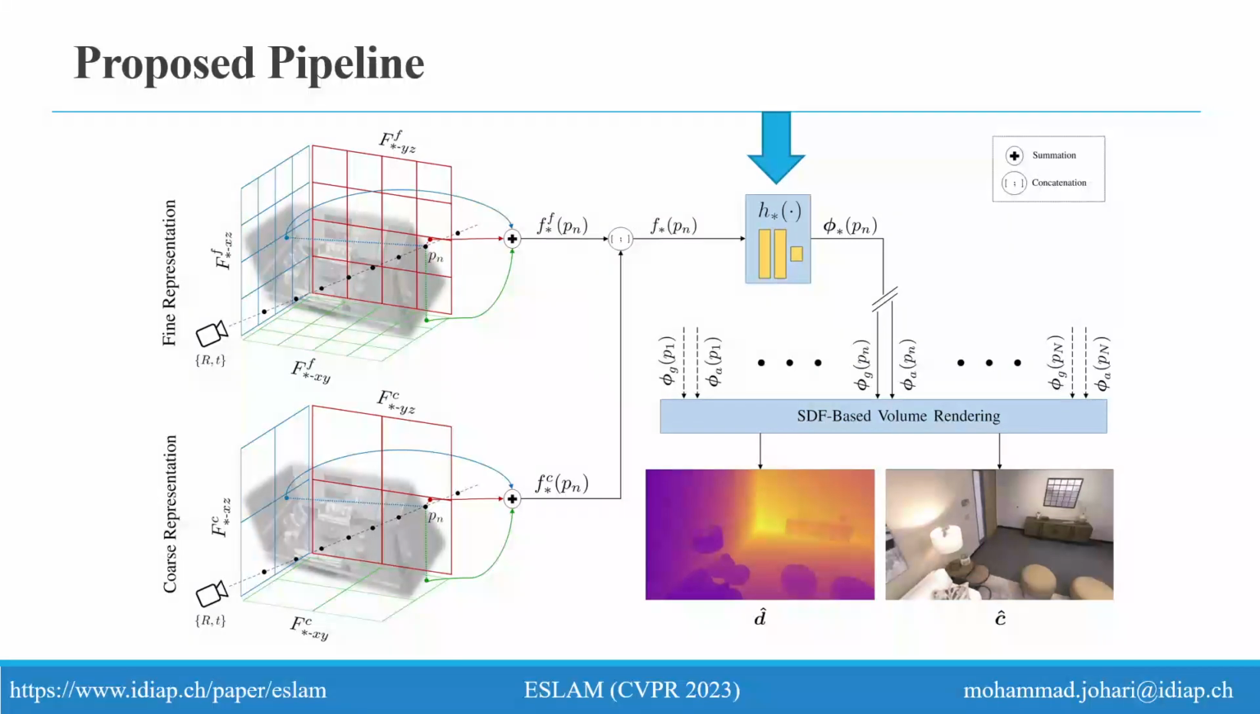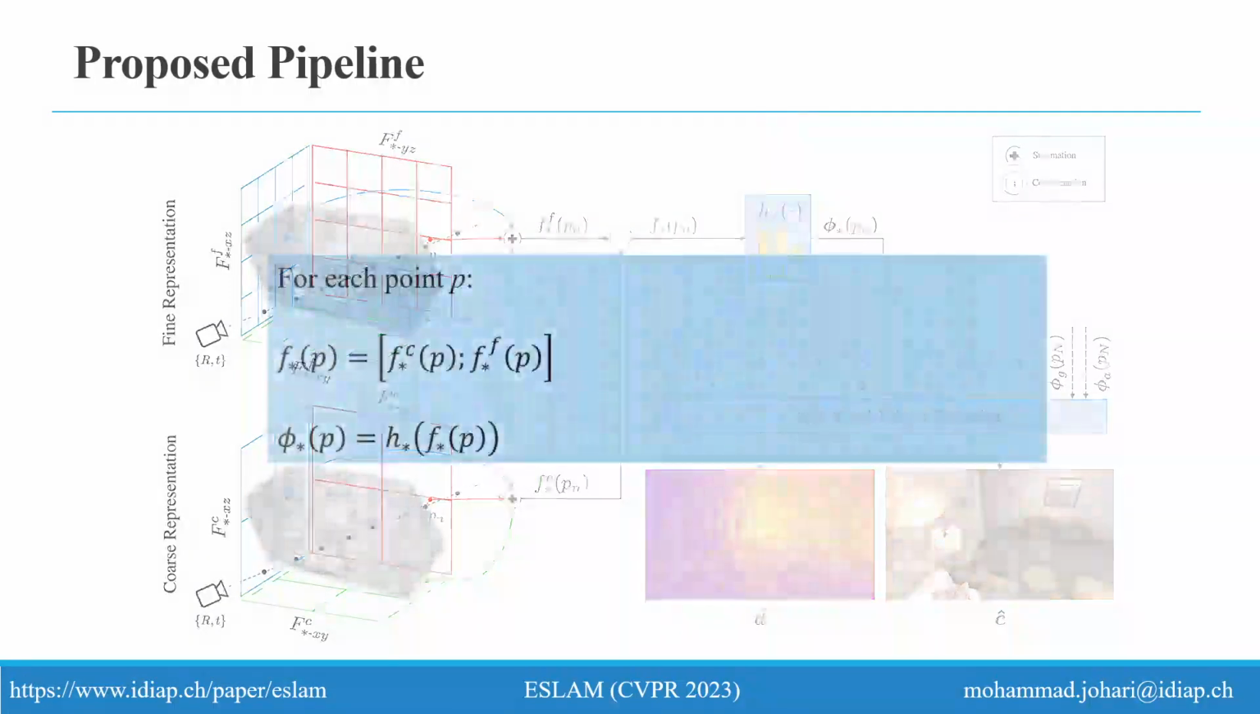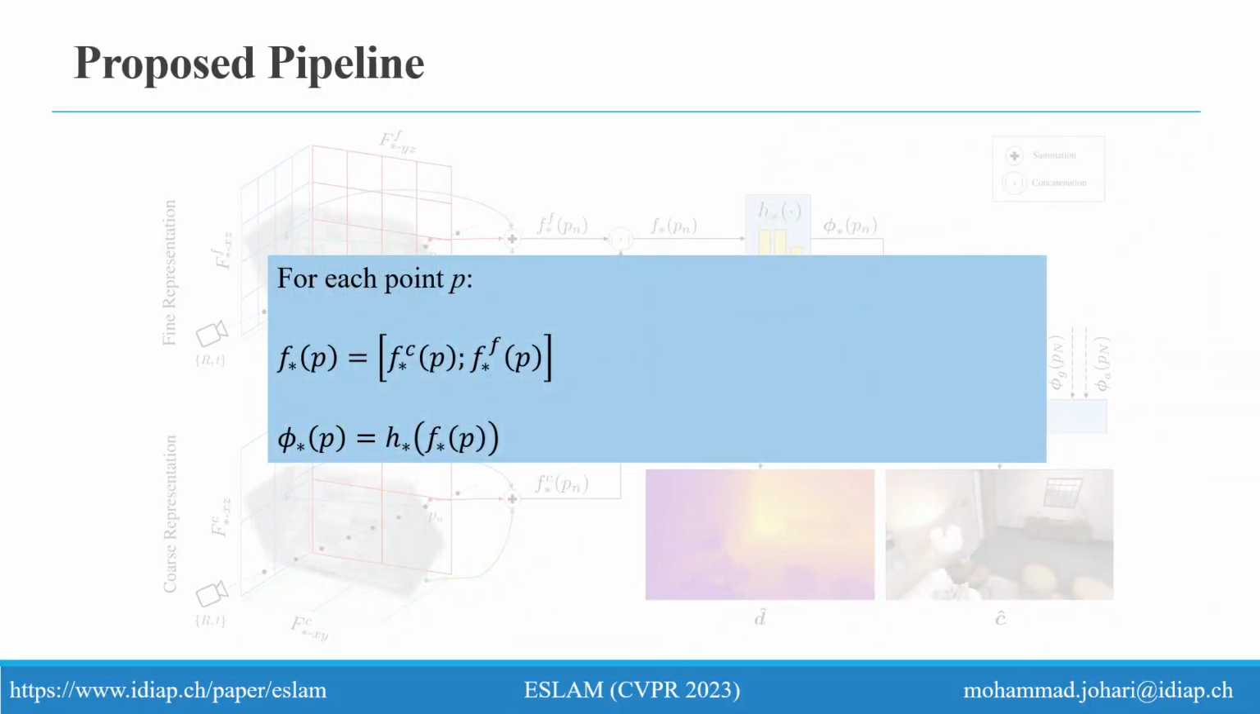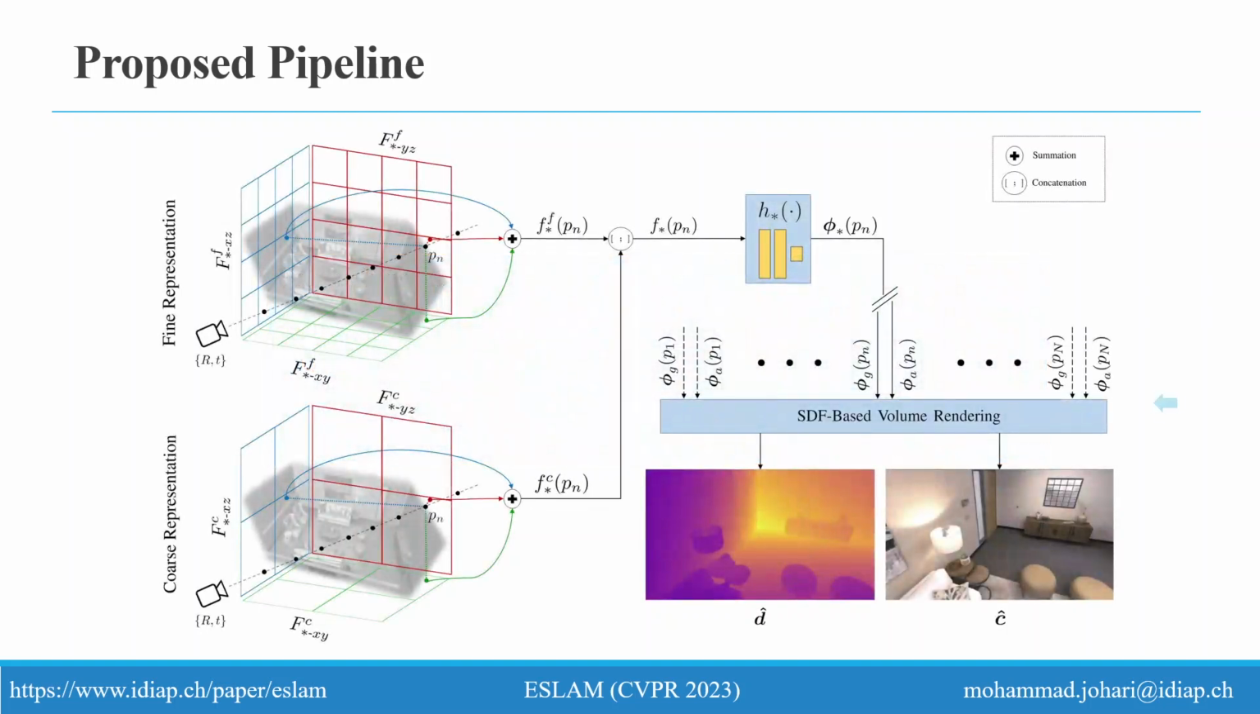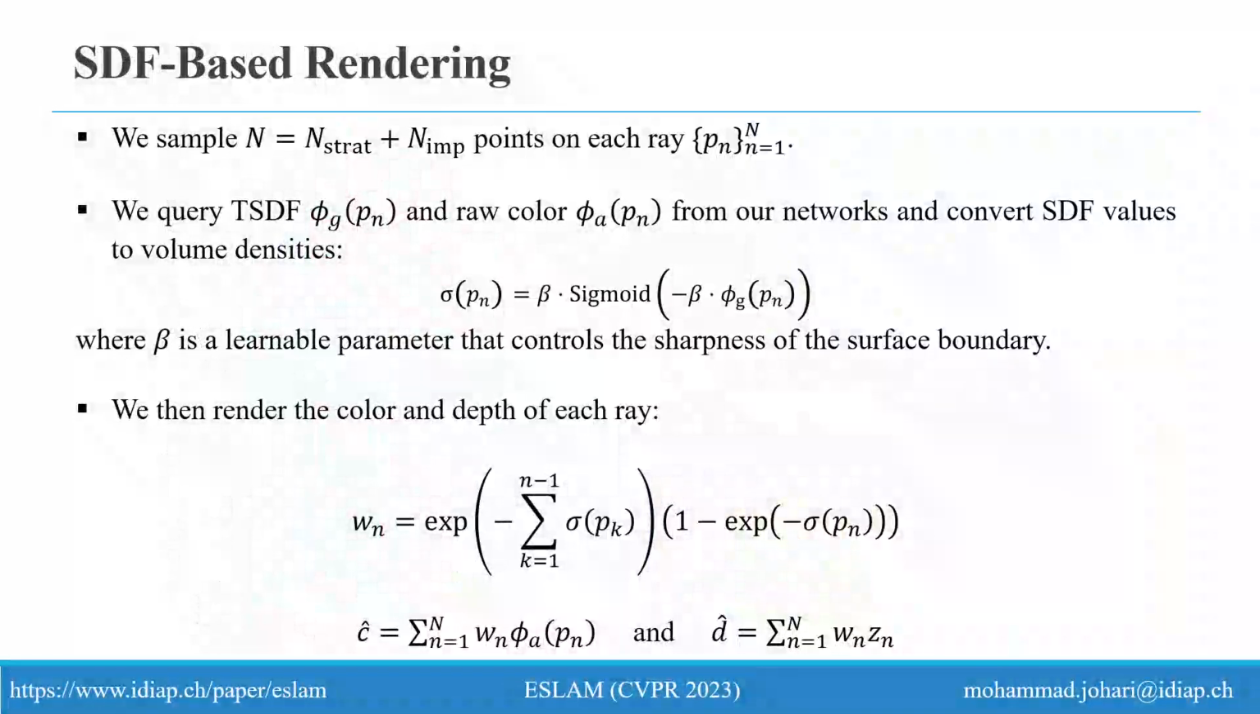We use shallow decoders for both geometry and appearance that convert point features to TSDFs and colors. Our SDF-based volume renderer takes these predictions and renders pixel depths and colors. Specifically, we use stratified and importance sampling to sample points on a ray. We query TSDF and raw color for each point and convert TSDF to volume density. We then use classical volume rendering to render depth and color of a pixel.